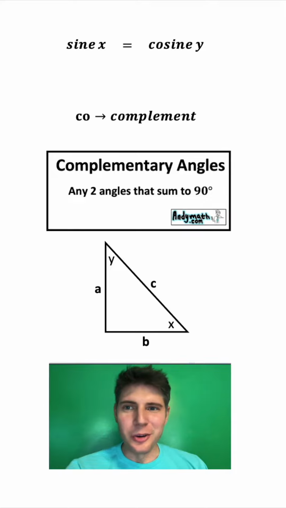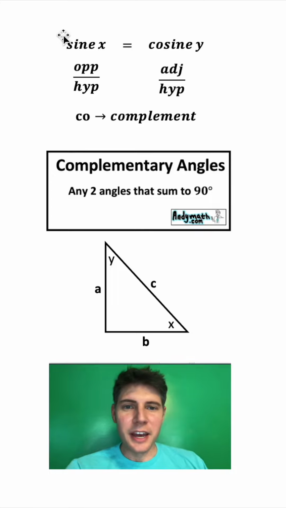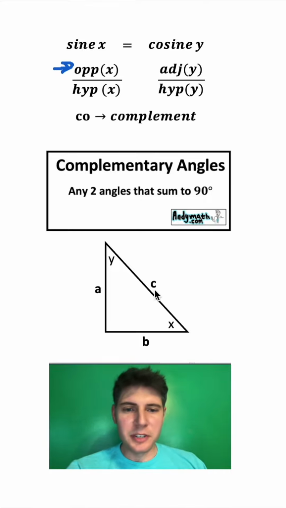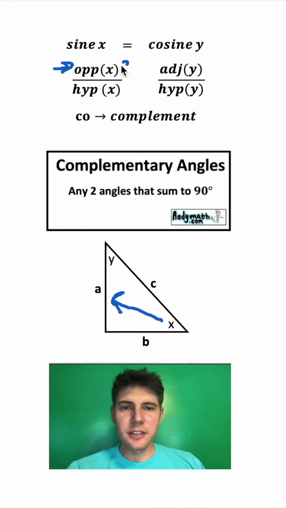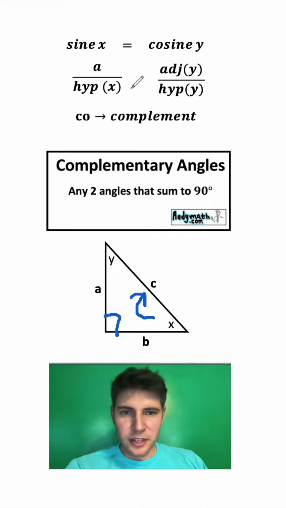If you know your SOHCAHTOA, sine is opposite over hypotenuse and cosine is adjacent over hypotenuse. And since this is sine of X, it's going to be the opposite of X and the hypotenuse of X, and it'll be the adjacent of Y over the hypotenuse. Let's do this first. What is the opposite of X? Well, the opposite side is this A right here. So this is A. And what is the hypotenuse? Well, the hypotenuse, no matter what, is going to be C because it's opposite the right angle. So this is going to be a C.